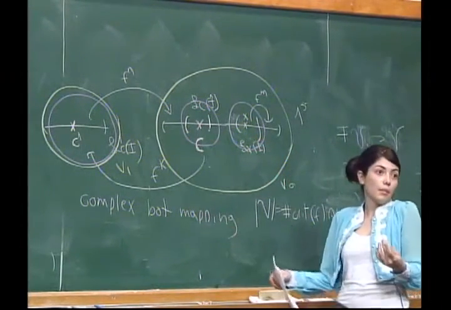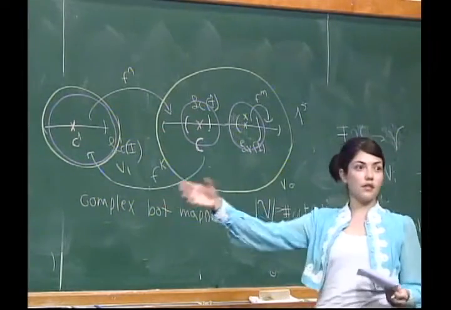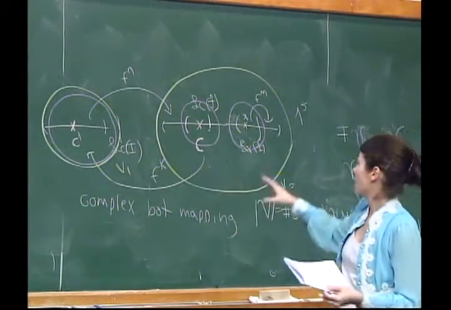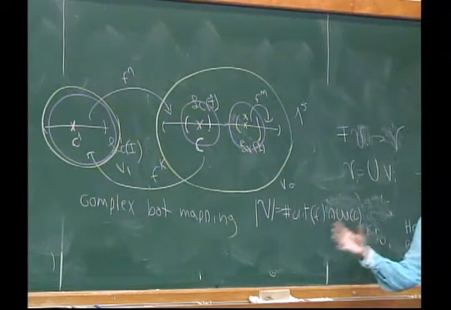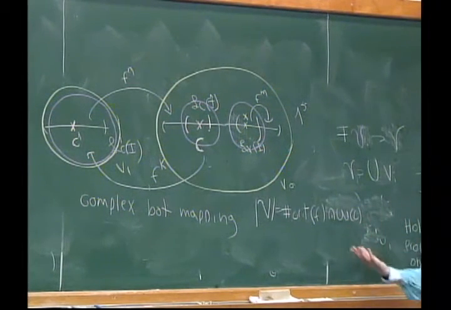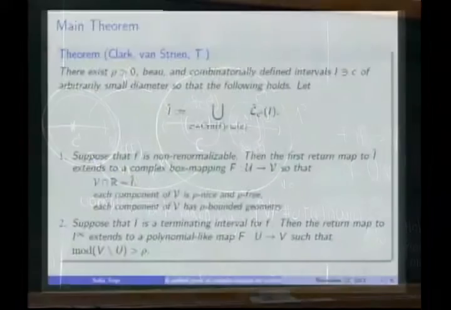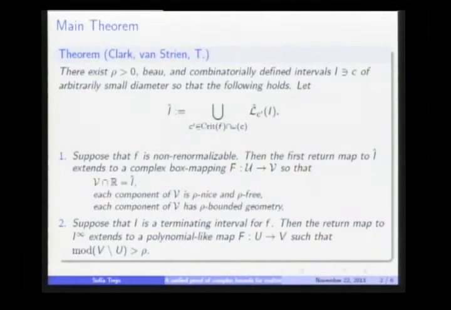So a complex box mapping is a generalization of this idea in the sense that it just has more domains, but the basic idea of how the things get mapped to each other is the same. So that's what I mean by the first return map to this I hat has a complex extension.